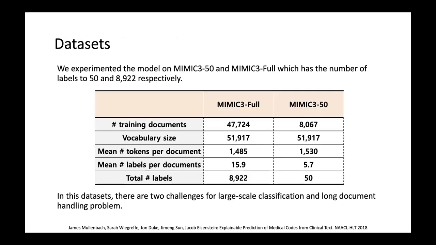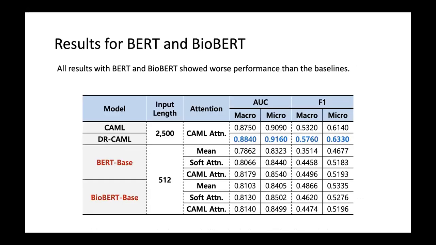We experimented with the model on MIMIC-3 50 and MIMIC-3, which have a number of labels of 50 and 8,922 respectively. In these data sets, we have two challenges: large-scale classification and long document handling. So, results with BERT and BioBERT.